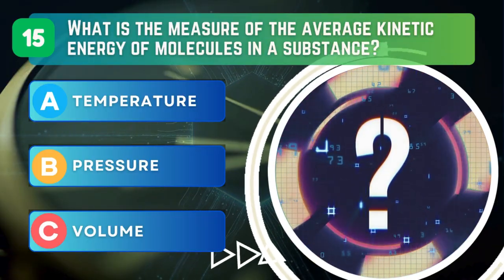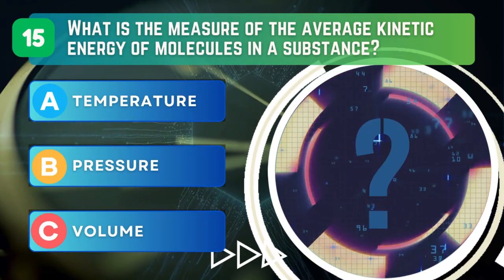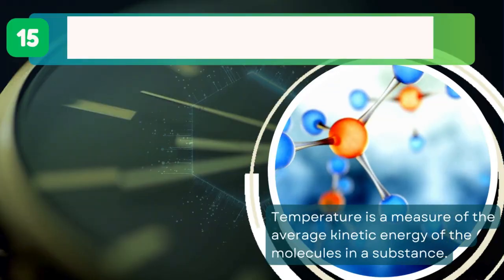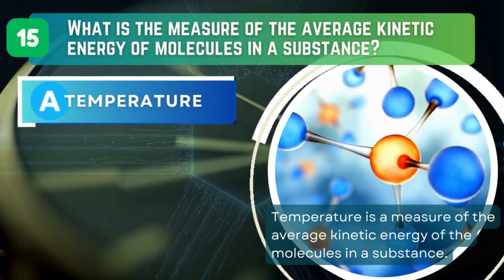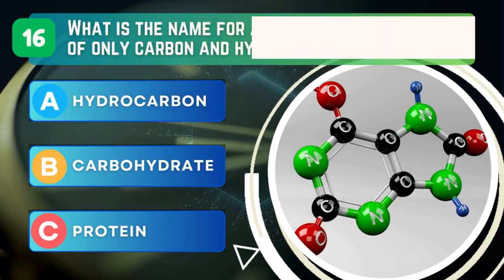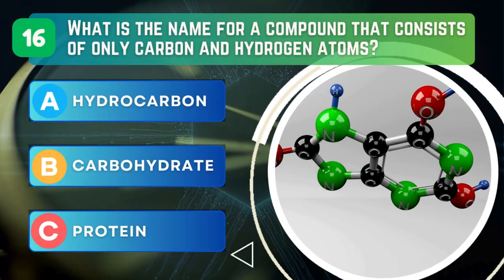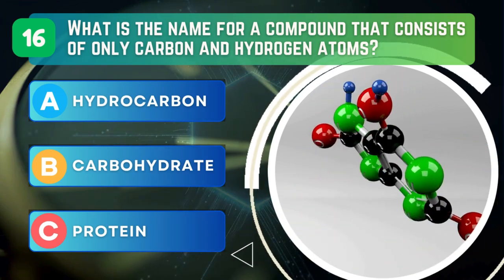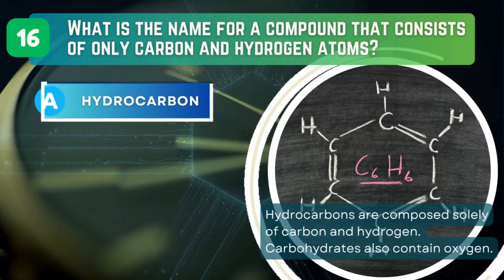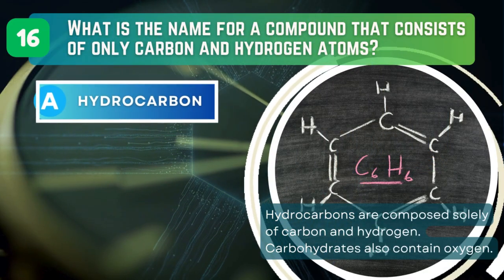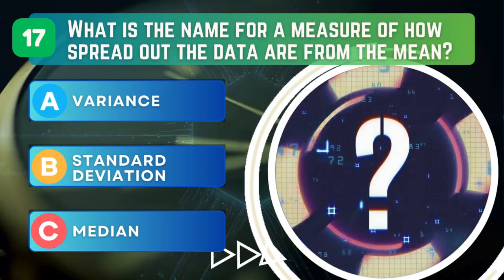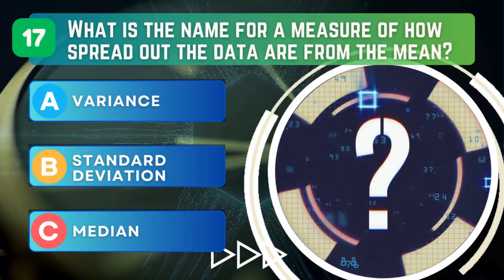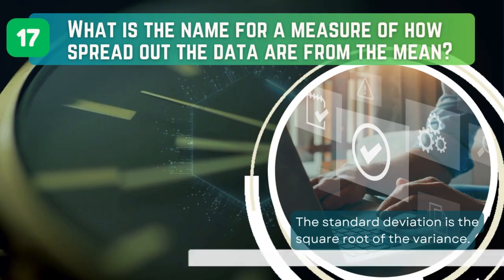What is the measure of the average kinetic energy of molecules in a substance? Temperature. What is the name for a compound that consists of only carbon and hydrogen atoms? Hydrocarbon. What is the name for a measure of how spread out the data are from the mean? Standard deviation.